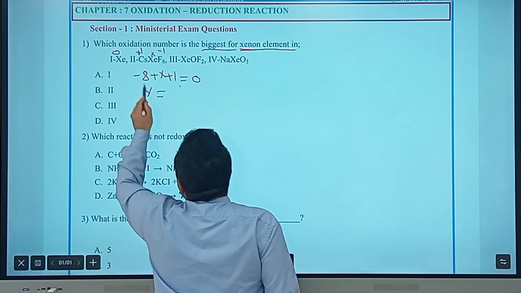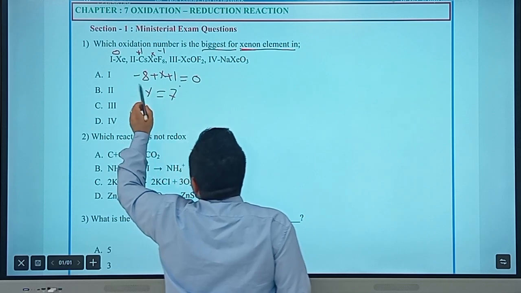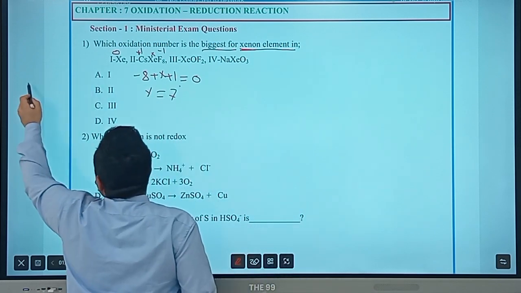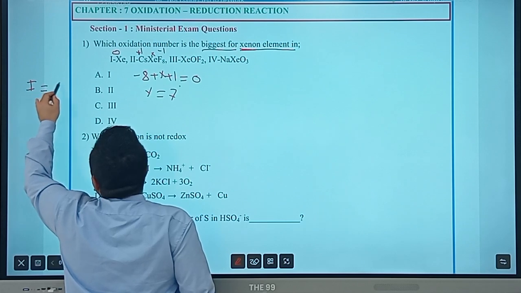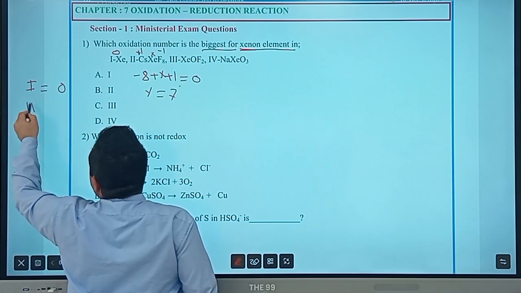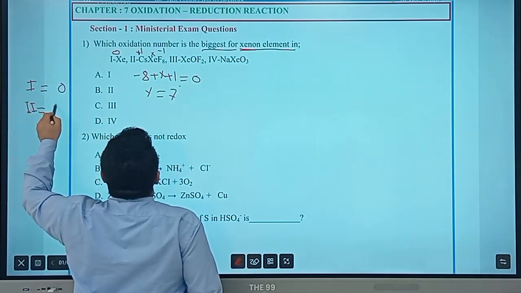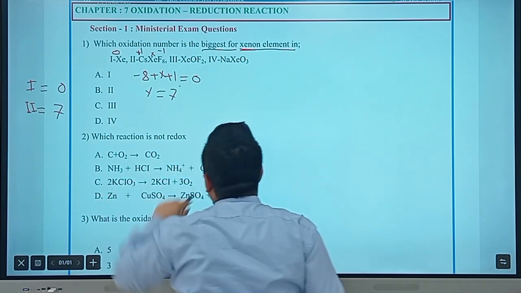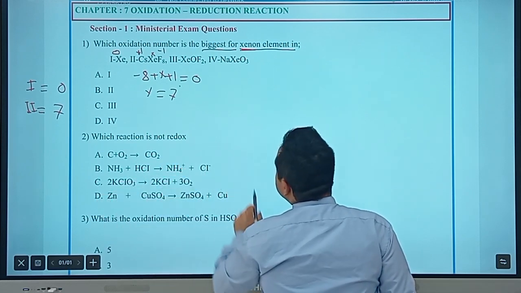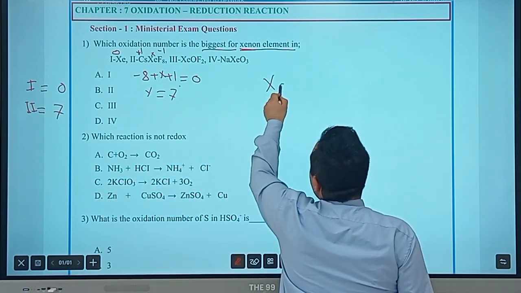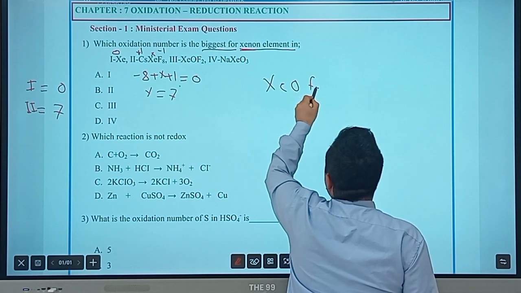X is equal to 7. So the first one is 0, the second is 7. Okay. Let us solve for the xenon OF2.